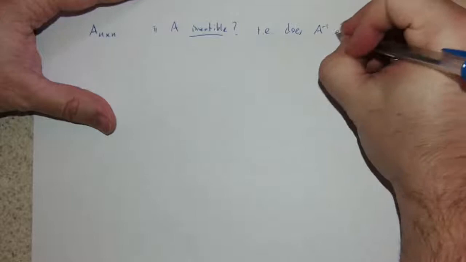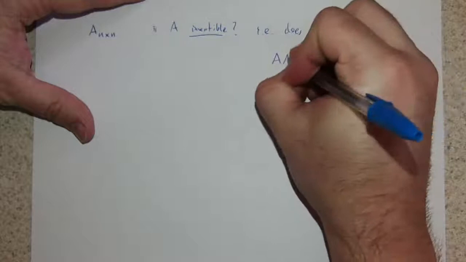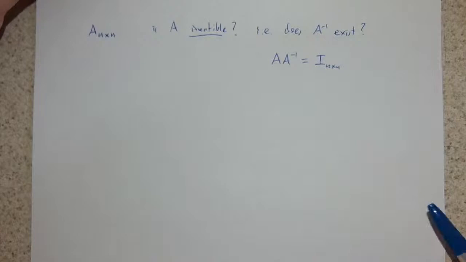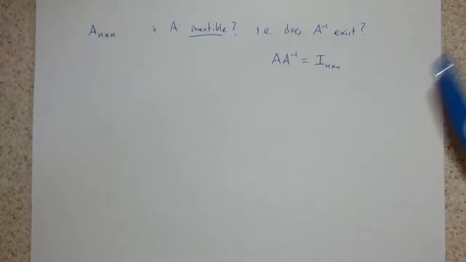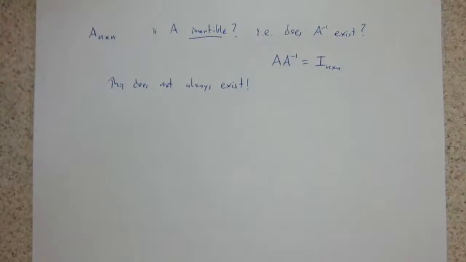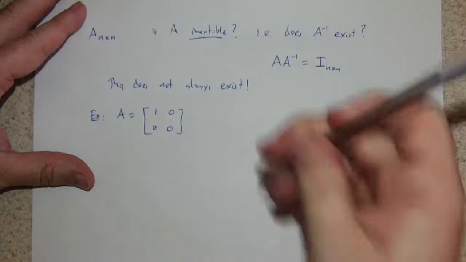What do I mean by this? Does A inverse exist? It means, does there exist a matrix called A inverse such that A times A inverse is equal to the identity matrix? If these are both n by n matrices, then a product of two n by n matrices would be an n by n matrix. So I want to find a matrix A inverse such that A times A inverse is equal to the identity. Does this exist? Well, not always. So, an example: if A is the matrix 1, 0, 0, 0, it has no inverse.